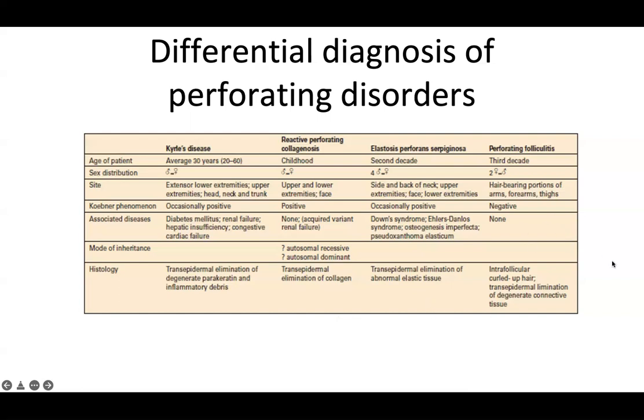And then finally, perforating folliculitis, more commonly in the third decade, in both males and females, on hair-bearing portions of the arms, forearms, and thighs. This usually does not have a Koebner phenomenon and really no clearly associated diseases. What you'll see on histology are areas of intrafollicular curled-up hair and transepidermal elimination of degenerating connective tissue.